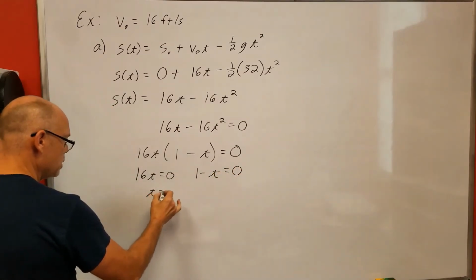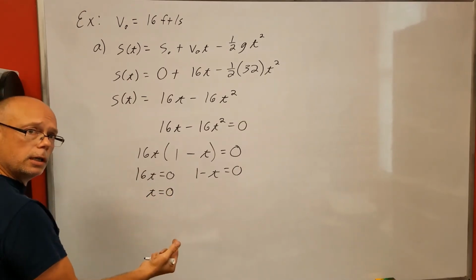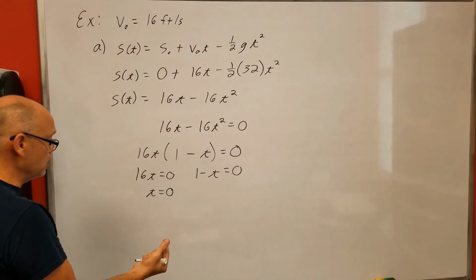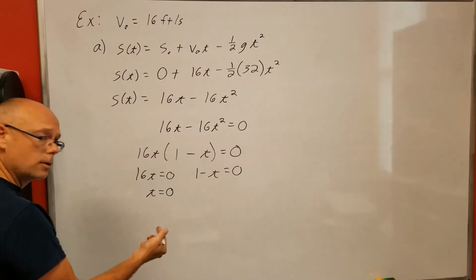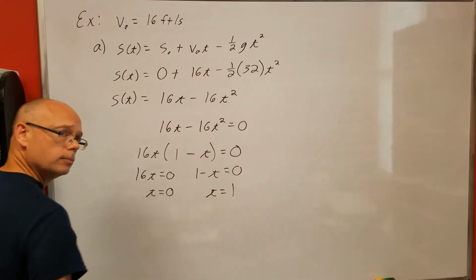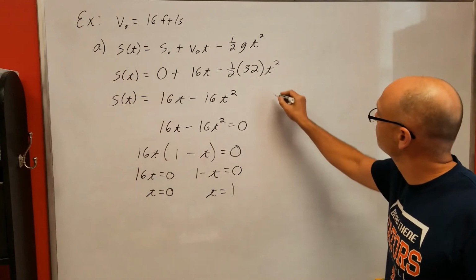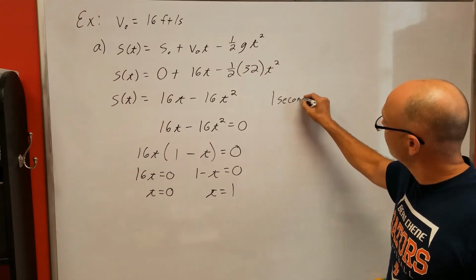If I solve this one, I get t equals 0, which we already knew. We already knew the projectile was at the ground when it was launched at 0 seconds. How about this one now? t is equal to 1. So how long will it take for the projectile to hit the ground? 1 second.